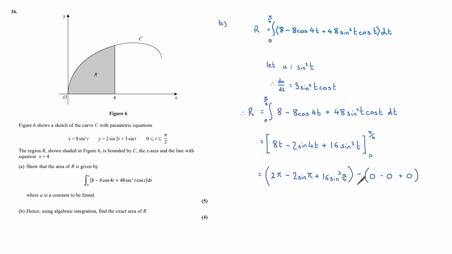And so we're left with this here. That's 2 pi minus 2 sine pi, which is 0. On a calculator, you can evaluate 16 sine cubed of pi by 4 carefully to be 4√2. And so our answer, the exact area of R, is 2 pi plus 4√2.